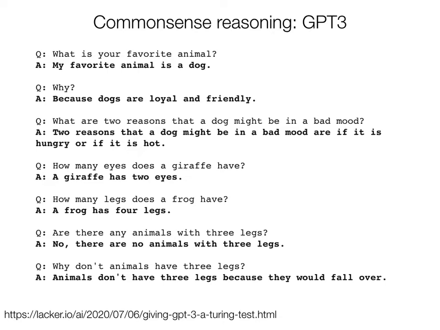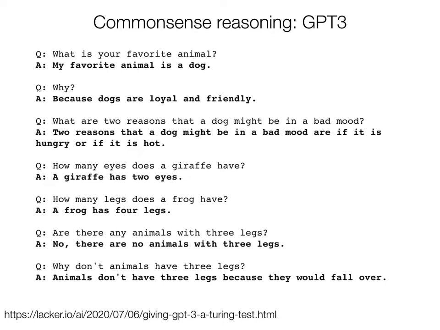You give it the question: what is your favorite animal? And then GPT-3 completes the answer: my favorite animal is a dog. Okay, so far so good. Next question: why? So that's again given by the author of the test. And then after the question why, again GPT-3 has to answer. So GPT-3 completes the text as follows: because dogs are loyal and friendly.